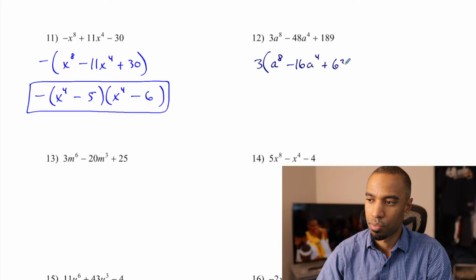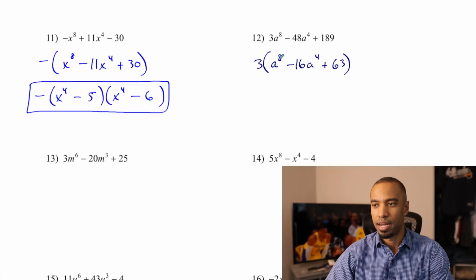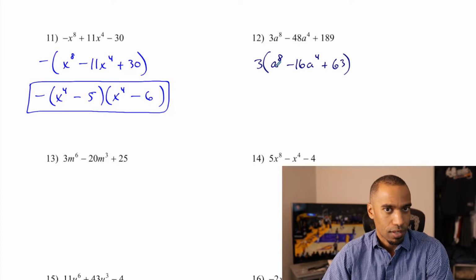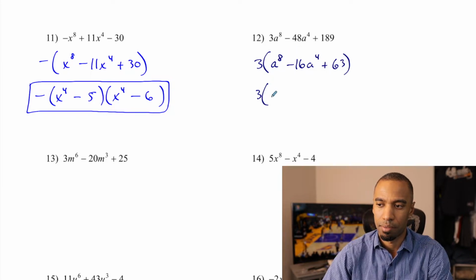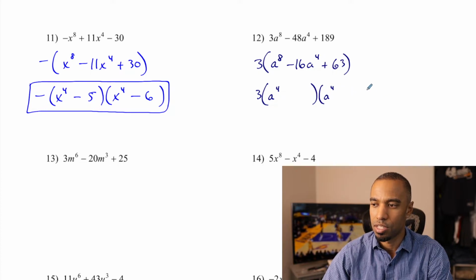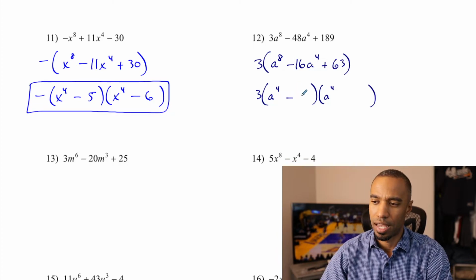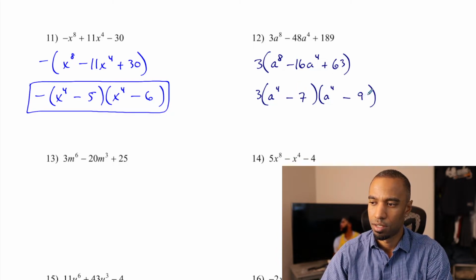So plus 63 there. So this being an a to the 8th, that's a to the 4th squared and a to the 4th and things like that. So we know it's going to be an a to the 4th when it comes to factoring. What two numbers multiply to make positive 63 and add to make negative 16? Well, of course, negative 7 and negative 9. Like that.